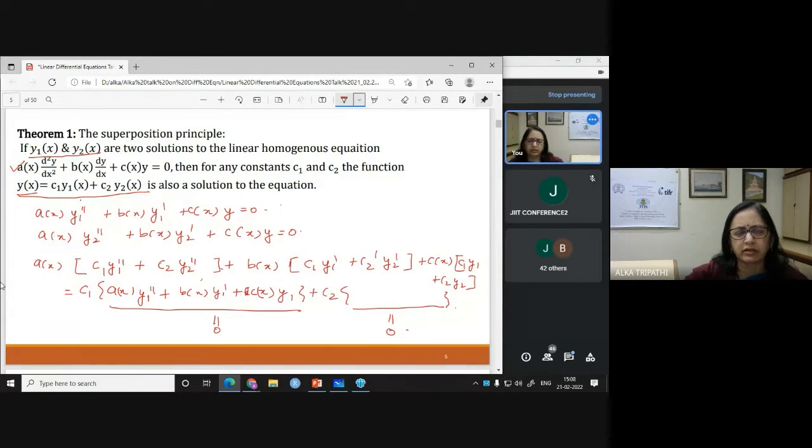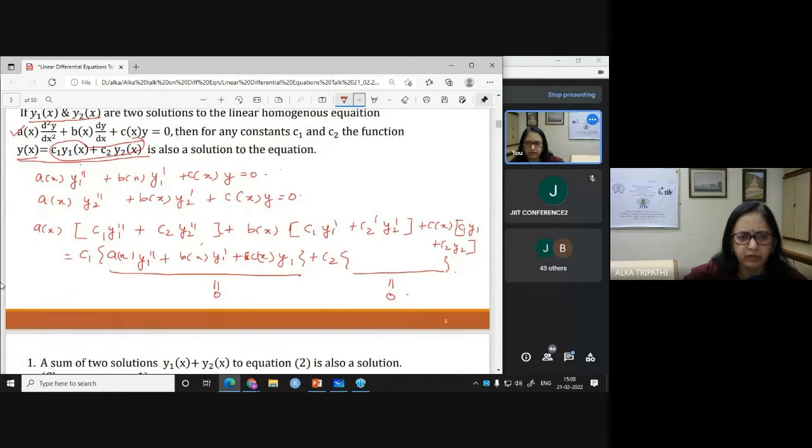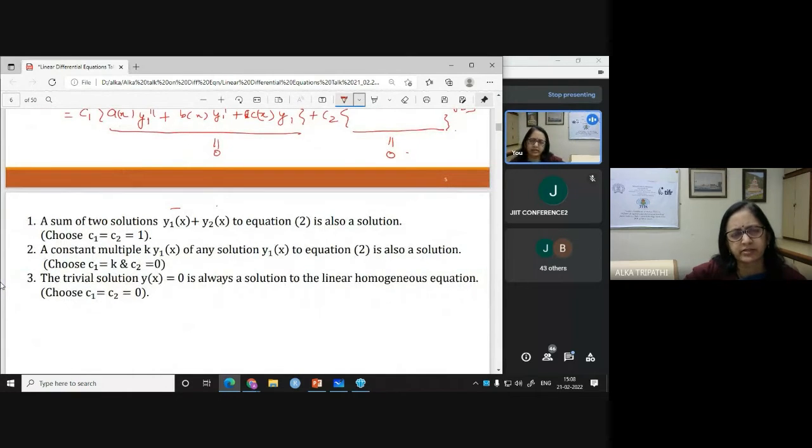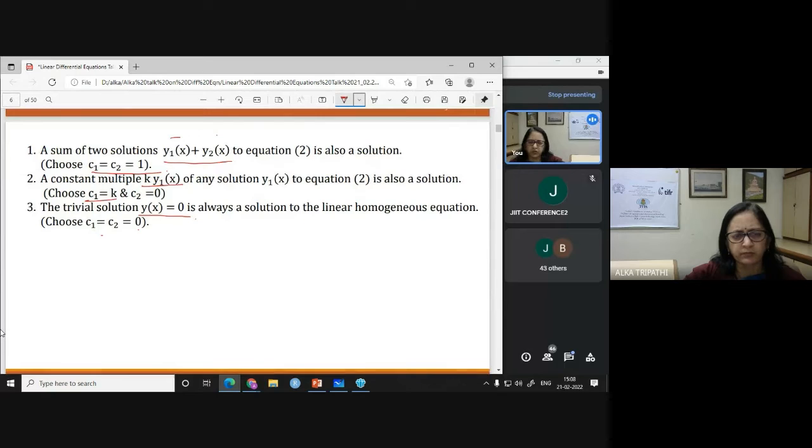So we see that if y1 and y2 are solutions, then their linear combination is also a solution of the equation. From this, it establishes the following: if y1 and y2 are solutions, then their sum is also a solution by taking c1 and c2 equal to 1. Again, k y1 will also be a solution by considering c1 equal to k. Even y(x) equal to 0 is also a solution. We call it the trivial solution, by considering c1 and c2 as 0, from the same theorem.